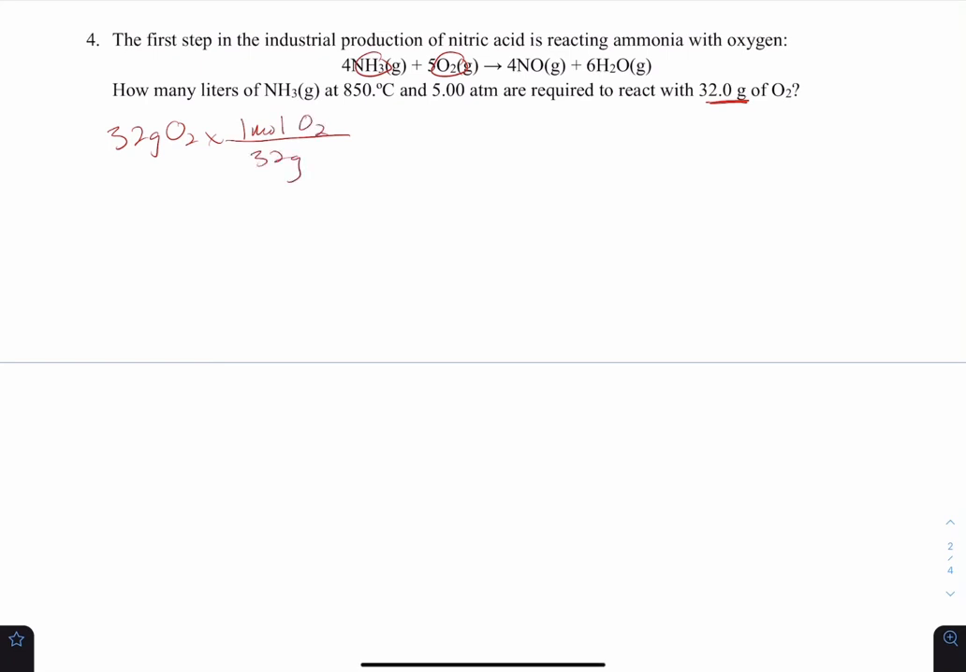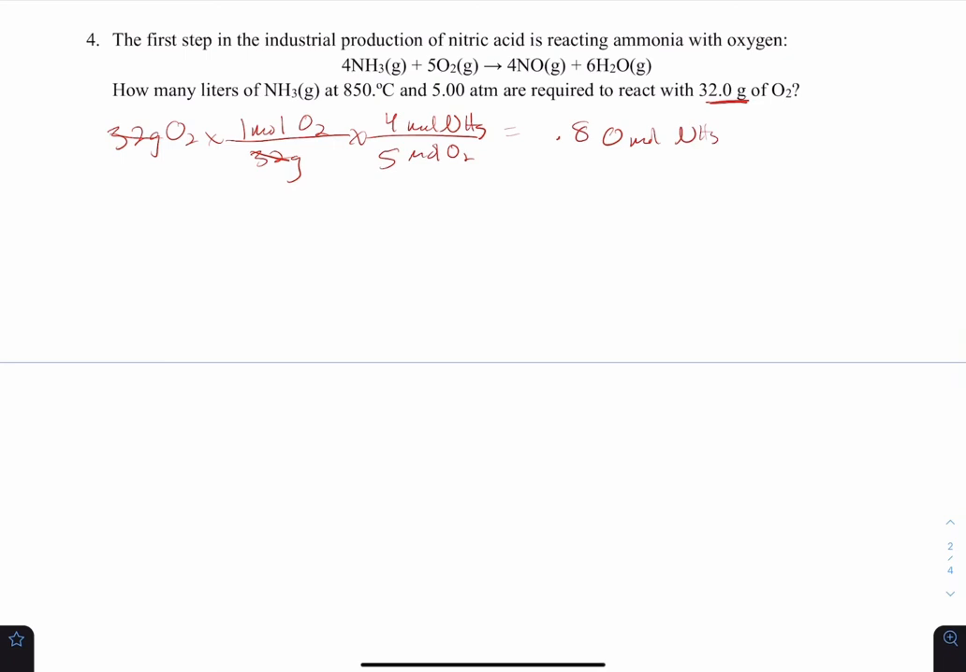Then the mole-to-mole ratio between moles of oxygen and moles of NH3 is what? 5 to 4, right? 5 moles of oxygen are required to react with 4 moles of NH3. And this will tell me how many moles of NH3 I need. Now, obviously, these 32s are going to cancel, and we're going to end up with something like 0.8 moles of NH3.